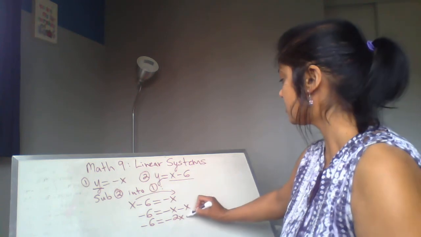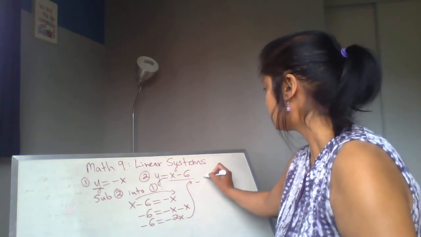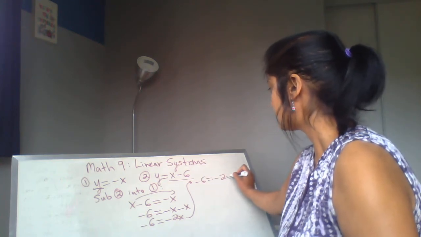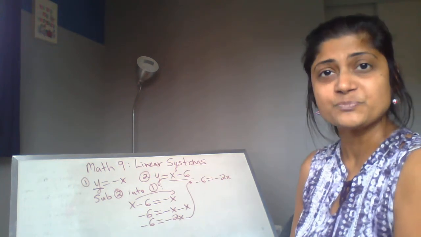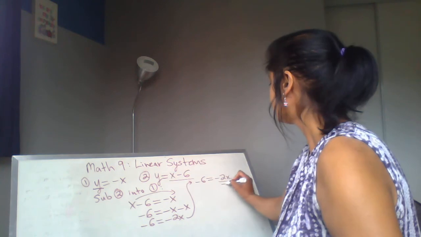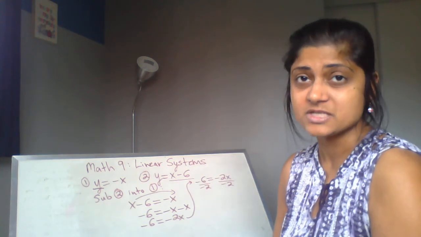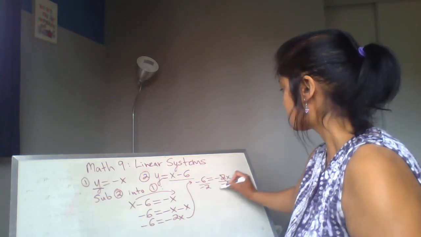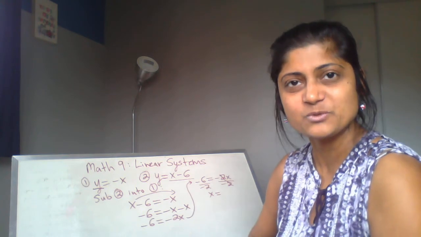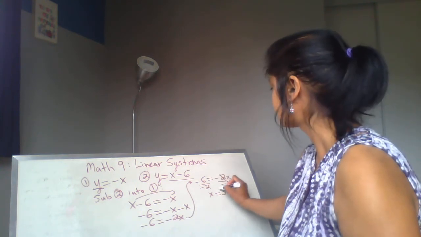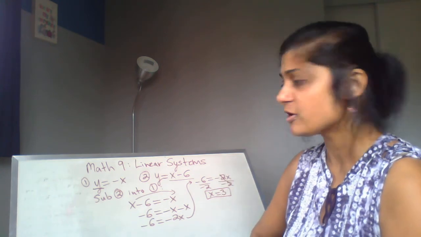Let's write it on this side of the board so everyone can see it. I'm just going to rewrite it here: negative 6 equals negative 2x. What you're going to do now is divide both sides by negative 2. Make sure you put the negative sign here. So this negative 2 cancels out, and x is negative 6 divided by negative 2, which is equal to 3. I'm going to box my answer one more time like this. So this is the value for x here.